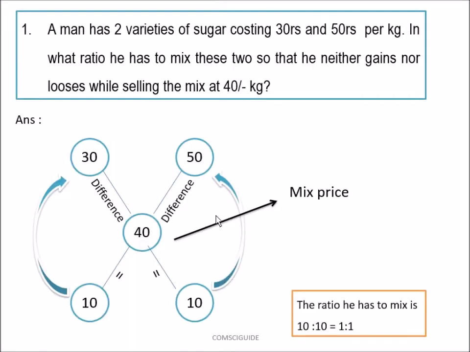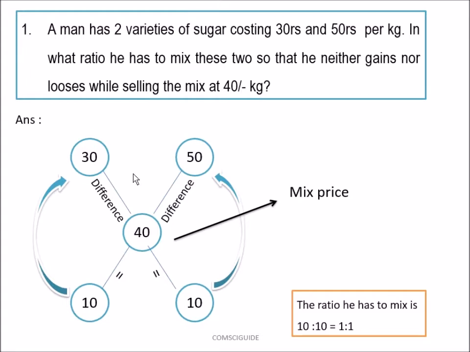And coming to the first question, a man has two varieties of sugar costing 30 rupees and 50 rupees per kg. In what ratio he has to mix these two so that he neither gains nor loses while selling the mix at 40 rupees per kg.